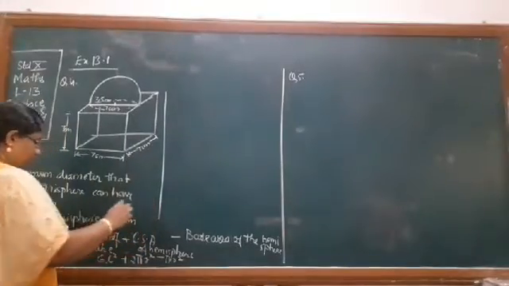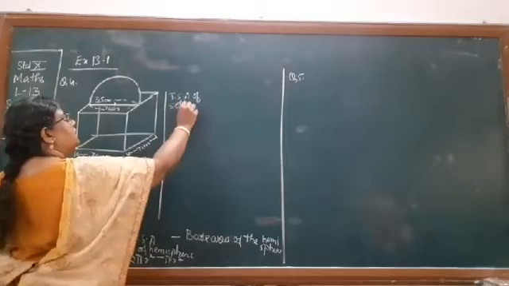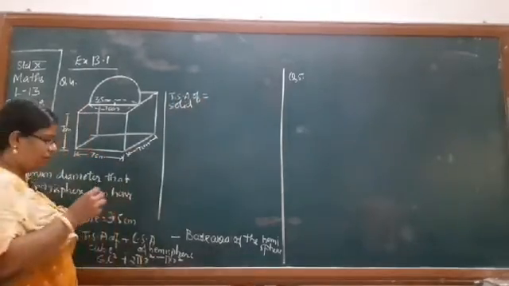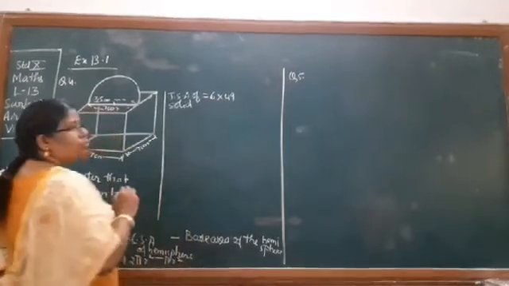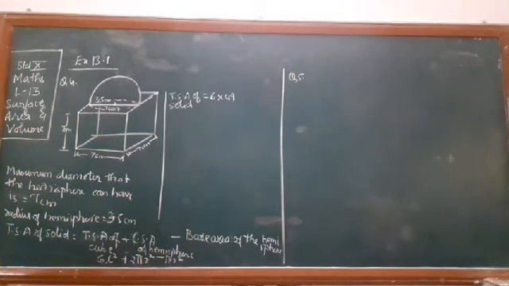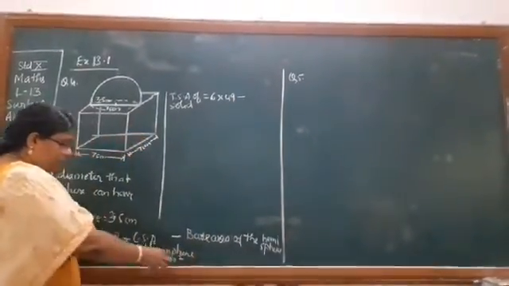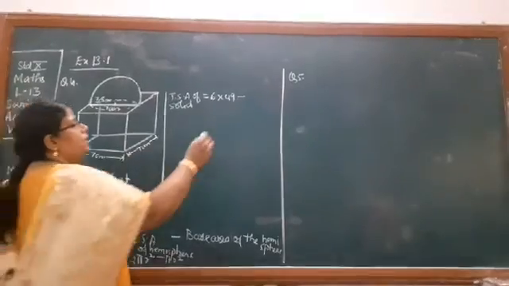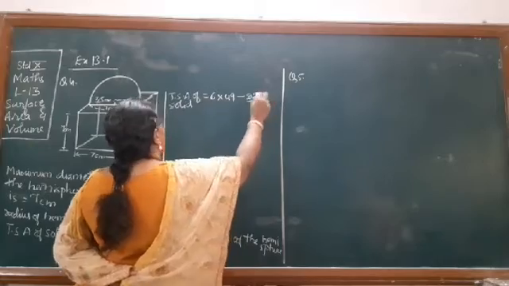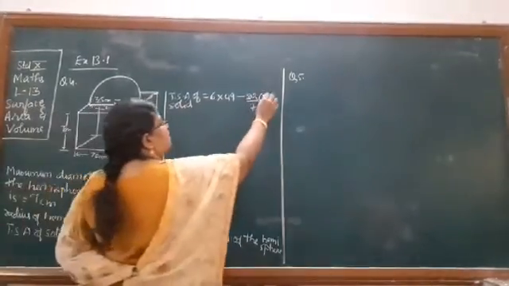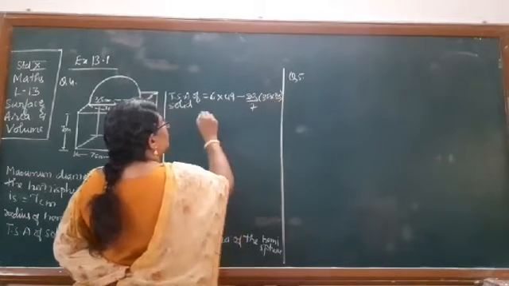So if I calculate it, total surface area of solid will be equal to 6 into 7 square, which is 6 into 49, then 2 pi r square minus pi r square will be pi r square. Pi we will take as 22 by 7 into r square, and the radius is 3.5, okay, so 3.5 into 3.5.